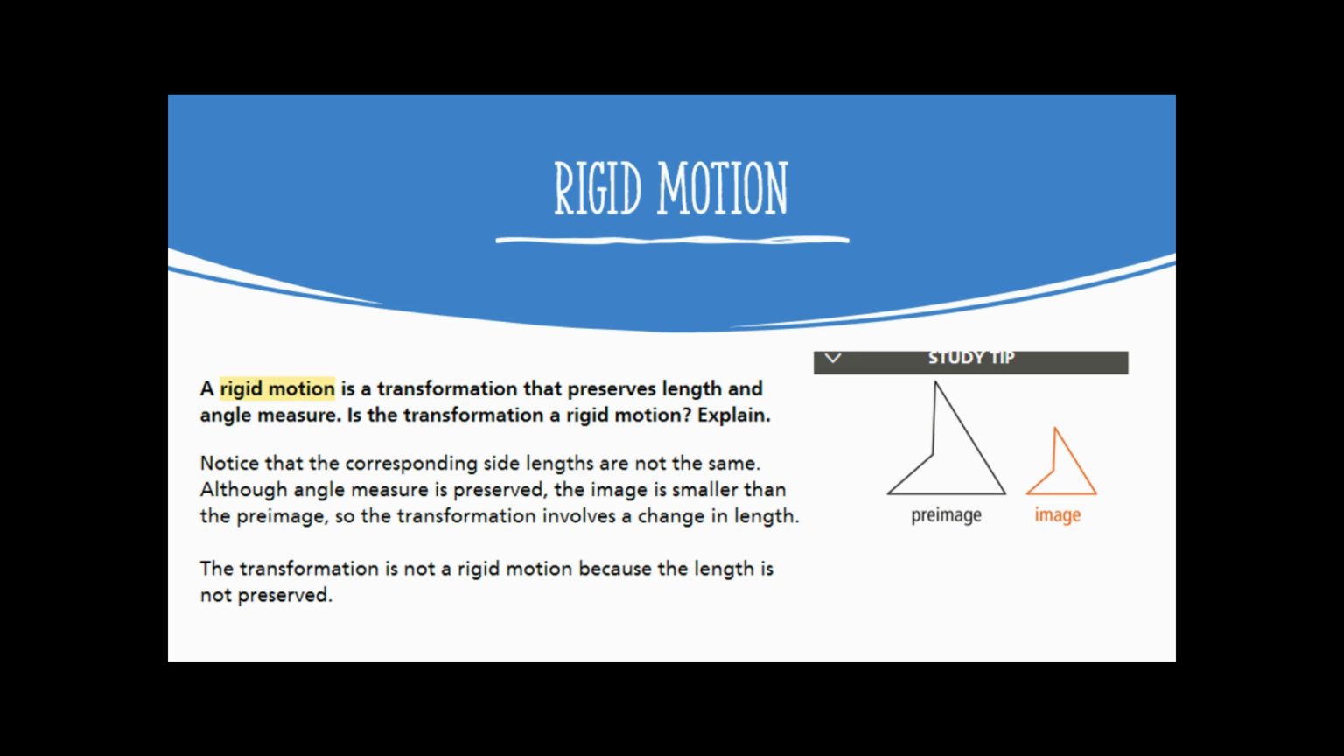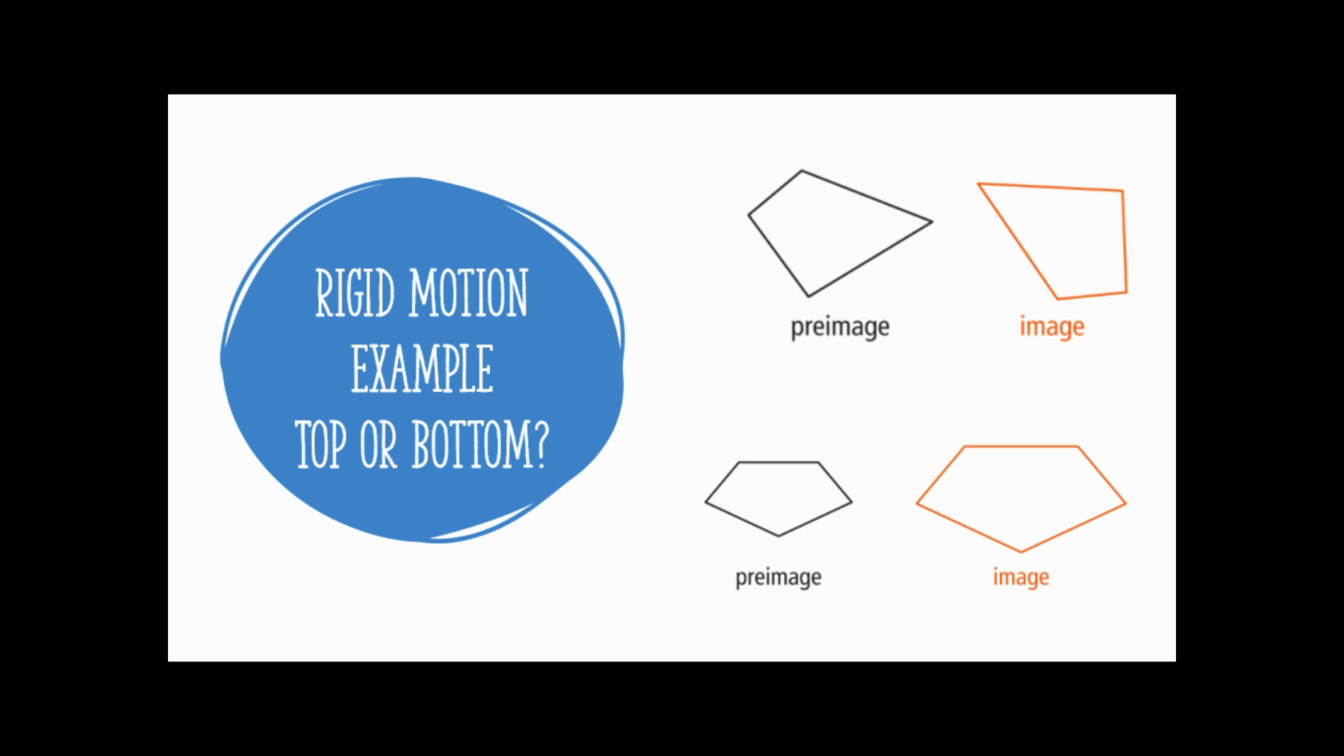If you look at this image over here, it's not really a rigid motion because the sizes are different. The angle measure is the same, but the length is not. As you see, it's right there, not the same. So it's not a rigid motion. Here, we have an example of rigid motion. It's either the top two or the bottom two. Just go ahead and pause, give it some thought, and come on back.